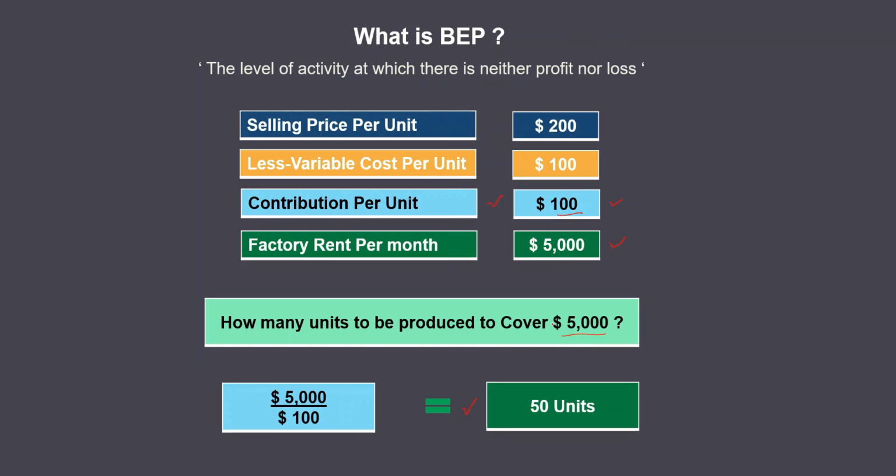to cover this 5,000. So simply what we have done here is divide the fixed cost, or the factory rent per month, by the contribution per unit. Contribution per unit is 100. So 5,000 divided by $100 will give you 50 units. That will be the break-even point. So when you produce 50 units, you will make neither profit nor loss.